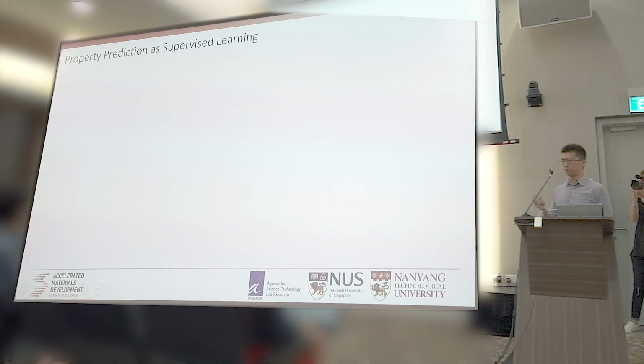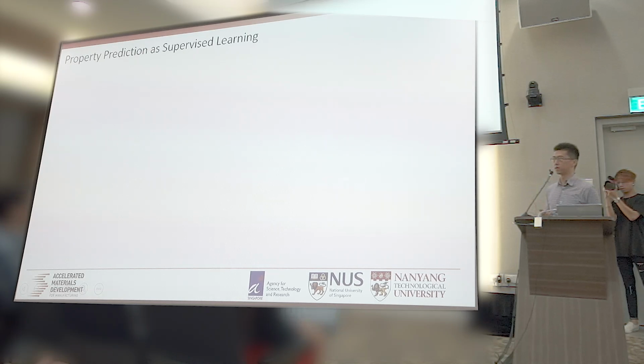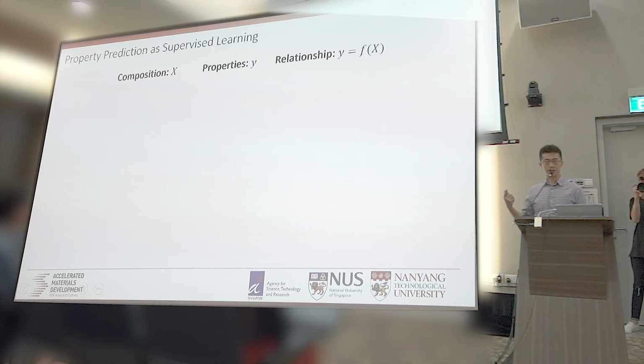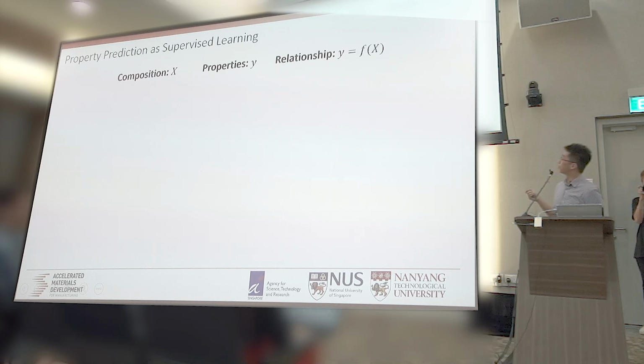It turns out that the property prediction problem can be formulated very naturally as a supervised learning problem. Now I'm going to explain what I mean when I say supervised learning. Suppose we have some composition, we'll call it big X, and we have some corresponding property. Again, this composition is something that you can control in an experiment or the simulation, and Y is the result of the experiment or the simulation. And we know that there must be some relationship between the two. So Y is a function of X.